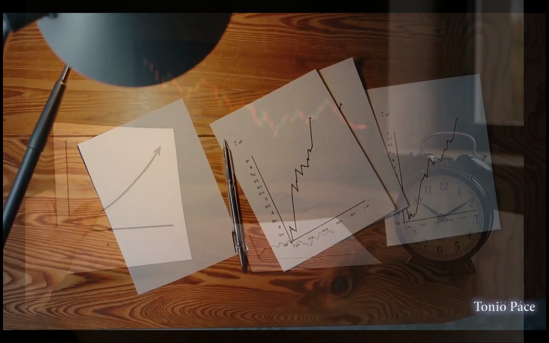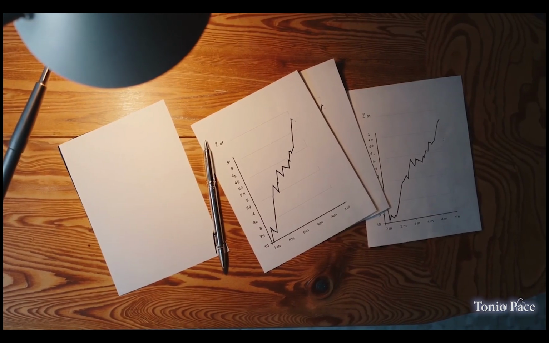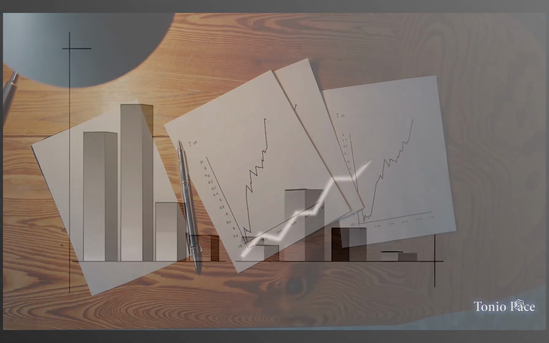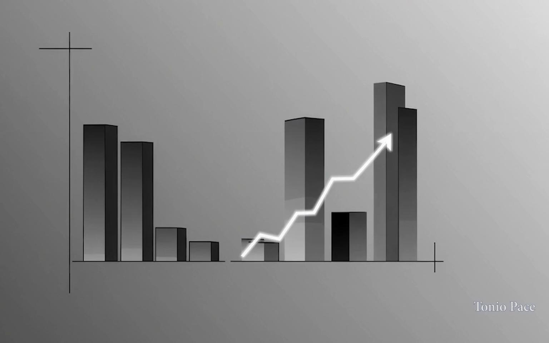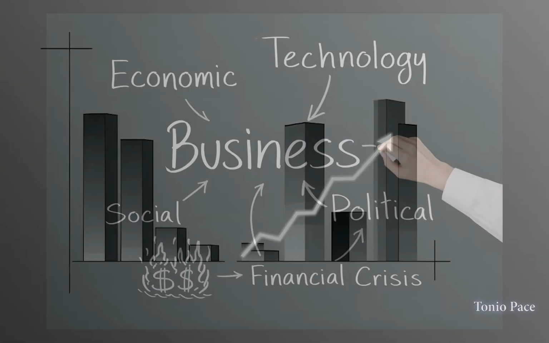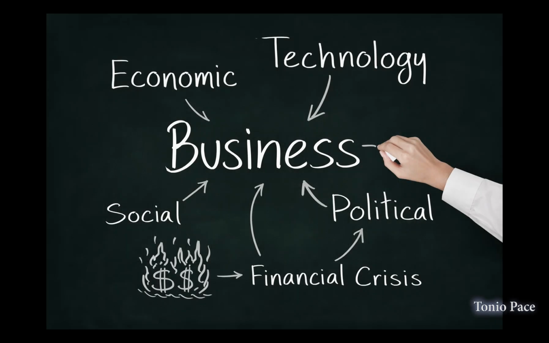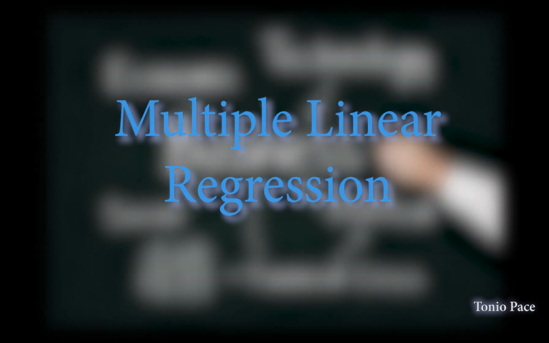In business, we often want to understand why something is happening. For example, why does revenue go up in some weeks and down in others? Very often, revenue does not depend on just one factor. It depends on several things happening at the same time. Multiple linear regression is a tool that helps us measure how different factors together influence an outcome.